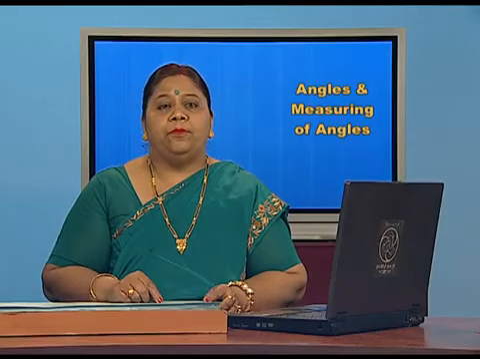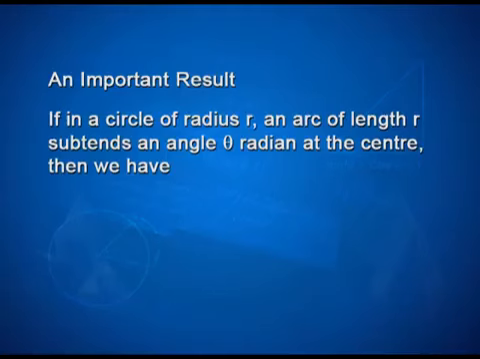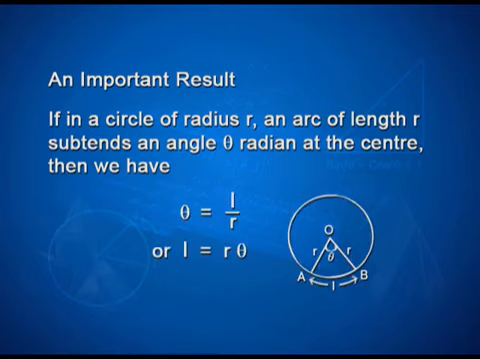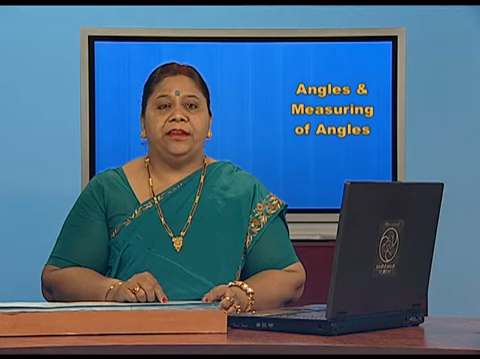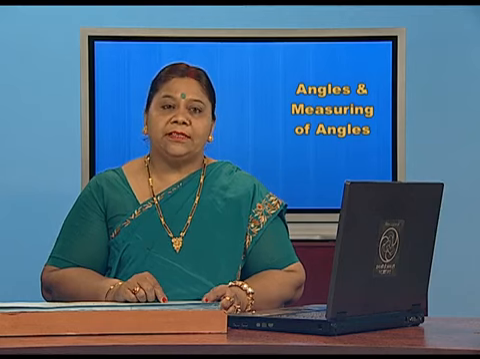Here we have an important result. If in a circle of radius r, an arc of length L subtends an angle theta radian at the center, then we have theta is equal to L upon r or L is equal to r into theta. Now, having studied the relation between the degree and radian, let us solve some examples.